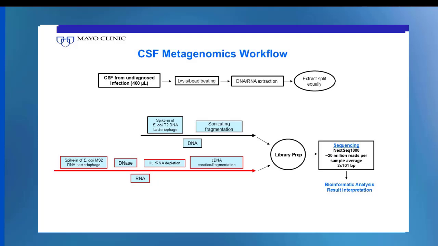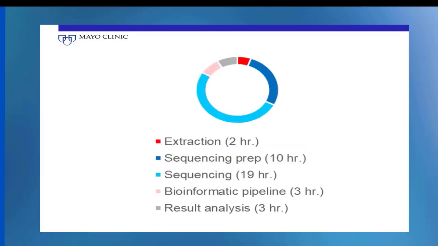And for the DNA process, it's a little bit easier. We sonicate and fragment and then move on to library preparation. Whereas for the RNA, we have to convert that to cDNA. And then the cDNA and the DNA go together and go through next generation sequencing. And then that undergoes bioinformatic analysis. I know some of you had questions about how long this takes. This is a general overview of where we are today.